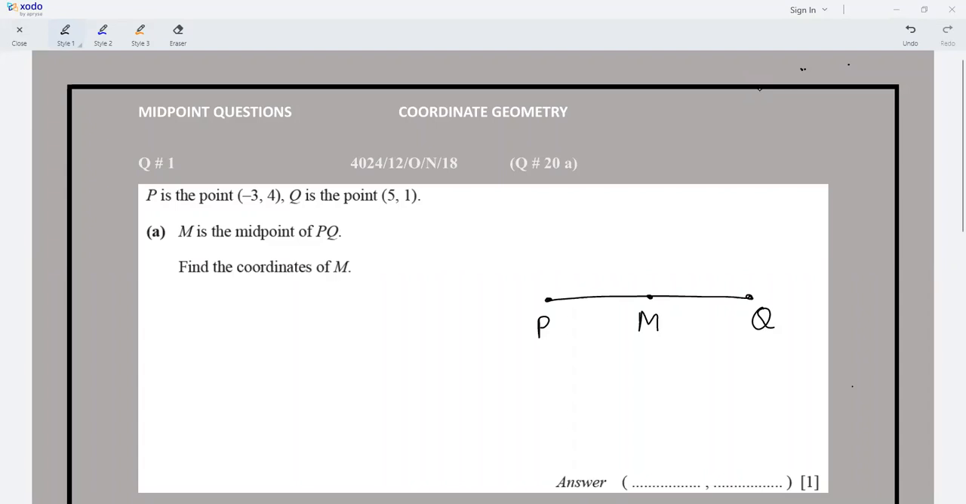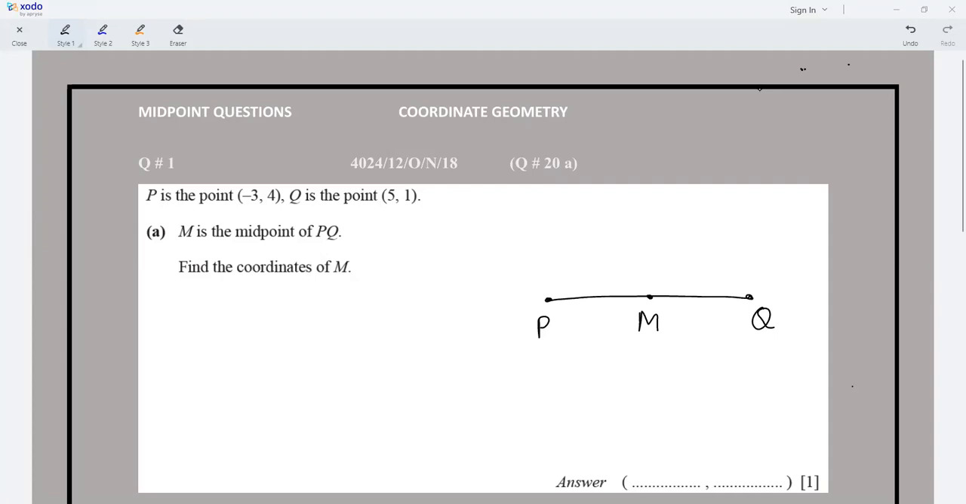In coordinate geometry, we are going to discuss midpoint questions. Midpoint questions have two types. The first type is where we have to calculate the midpoint of a given distance. Say there are two points P and Q given in the question. M will be the midpoint of the distance PQ, which means the distance from P to M is the same as the distance between Q and M.